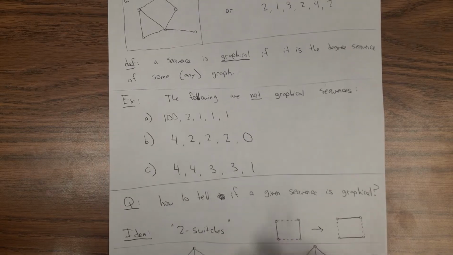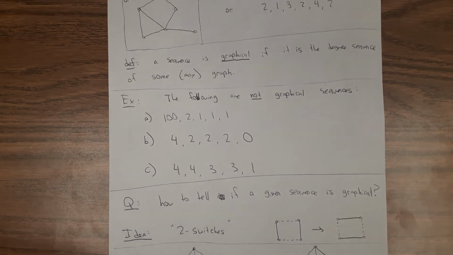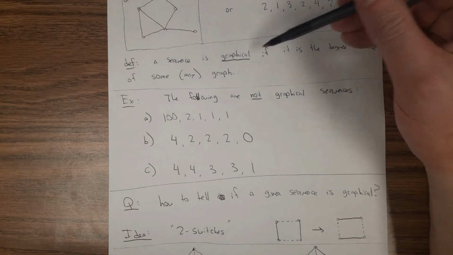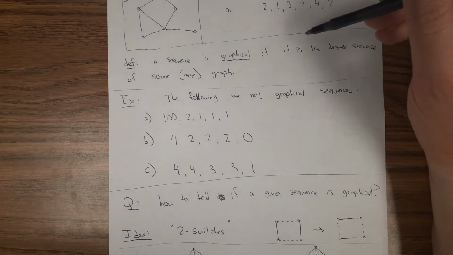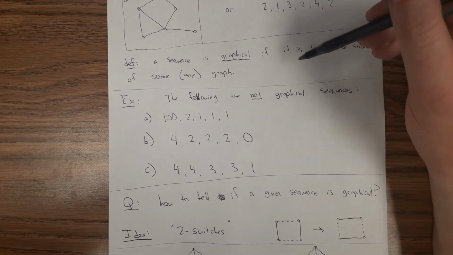So what we're going to explore today is which sequences are the degree sequence of a graph. And it's not every sequence. Just because you come up with a sequence of numbers doesn't mean that that sequence is the degree sequence of any graph. There might not exist any graph with the degree sequence that you come up with. So we say that a sequence is graphical if there is a graph whose degree sequence is that. So we're going to investigate which sequences are graphical today.